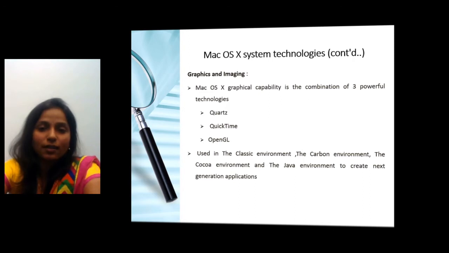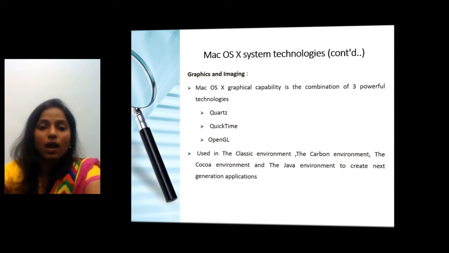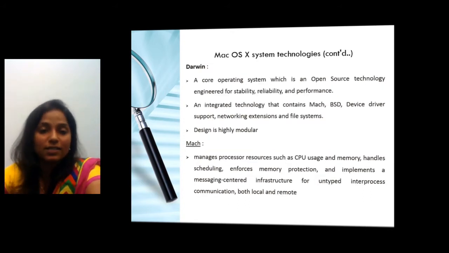Graphics and imaging. This is the most important part of Mac OS X. Mac OS X's graphical capability is due to the combination of three powerful technologies: Quartz, QuickTime, and OpenGL. Quartz is again divided into Quartz 2D, Quartz Extreme, and Quartz Compositor. All these technologies used to develop the graphics are used in all the application environments, such as the Classic environment, Carbon environment, Cocoa and Java environment, in order to develop applications for the next generation.